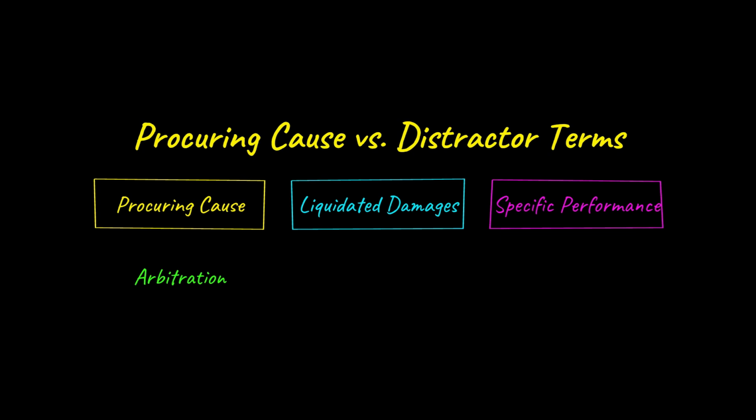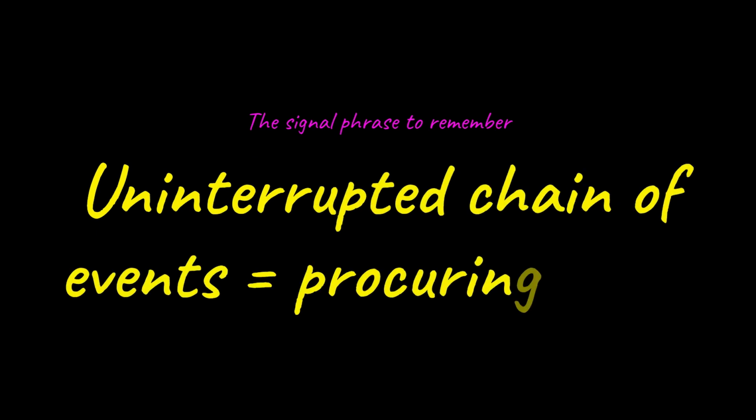Disputes over procuring cause are typically settled through arbitration within a real estate association, not the courts. Watch for two cooperating brokers, a commission dispute, and the phrase "set in motion an uninterrupted chain of events." That combination almost always points straight to procuring cause.